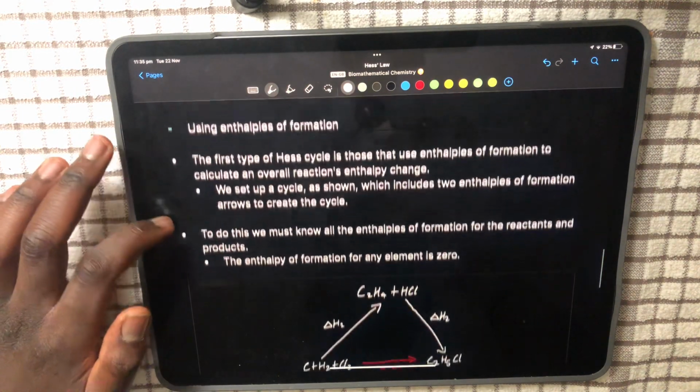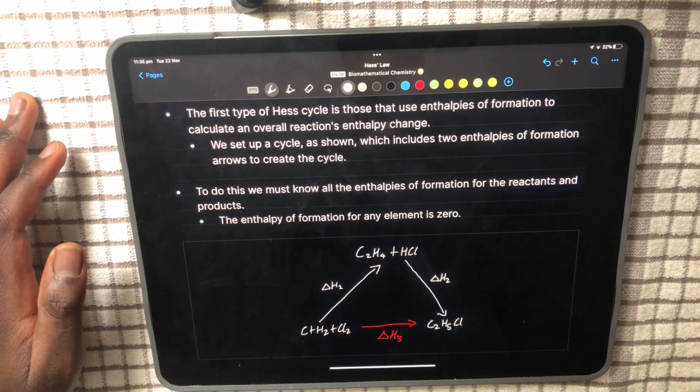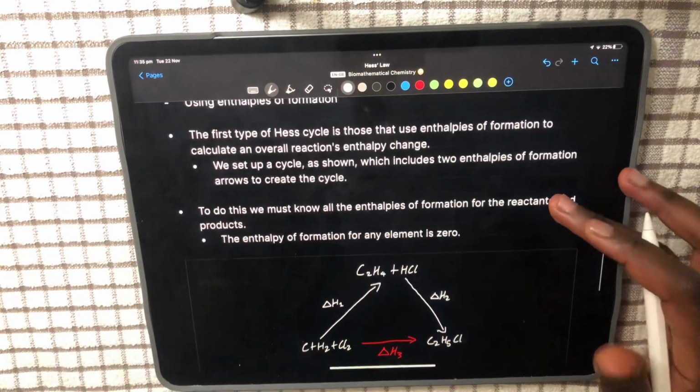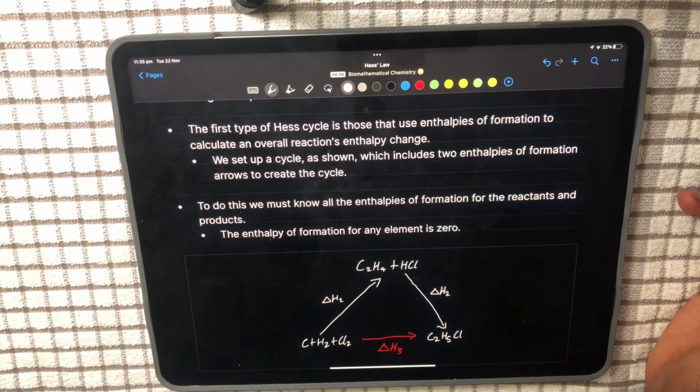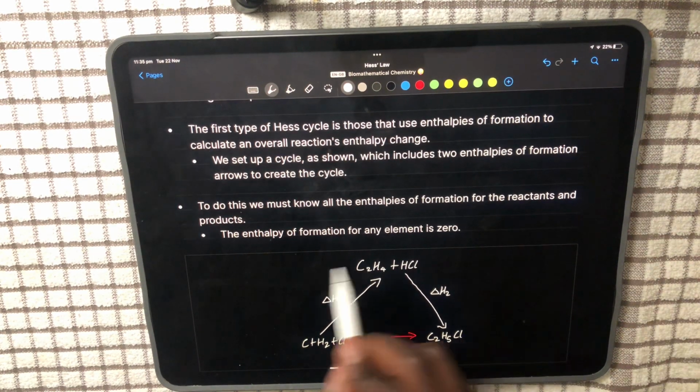Using enthalpies of formation. So the first type of Hess cycle is those that use the enthalpies of formation to calculate the overall reaction enthalpy change, right? As I said before, we set up a cycle as shown, which includes 2 enthalpies of formation arrows to create the cycle. To do this, we must know the enthalpies of formation for the reactants and products. The enthalpy of formation for any element is 0. So the enthalpy of formation of any element is, as I said, 0. This is important here, right?